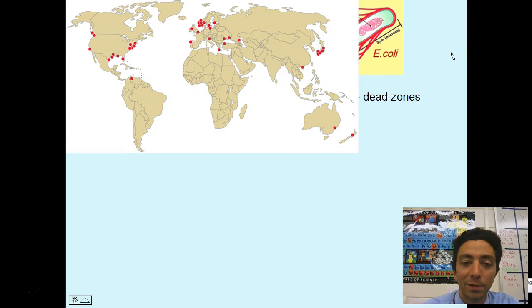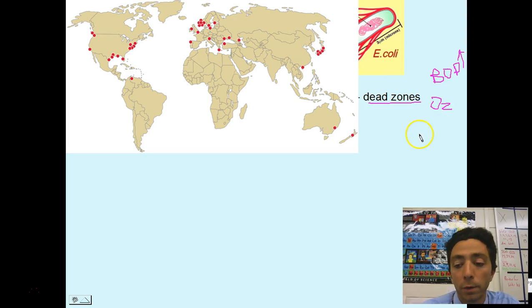The first picture I have here shows dead zones around the world. These red dots are marking where a dead zone exists. What happens with a dead zone is there's so much bacteria that the BOD is so high that there is not enough O2 left in the water for fish and crabs and other organisms that might use it.